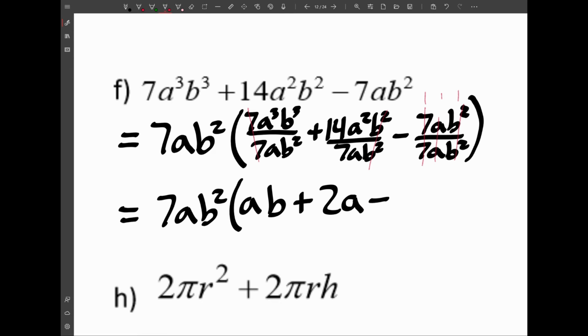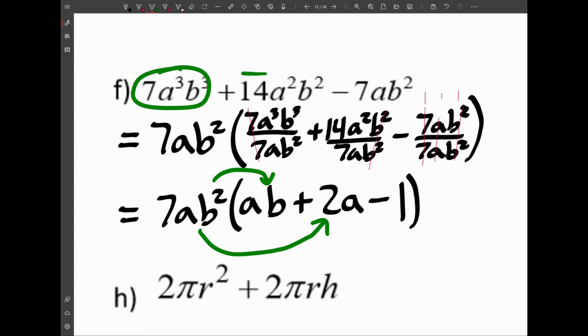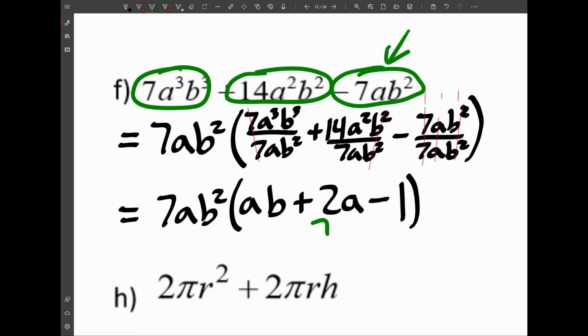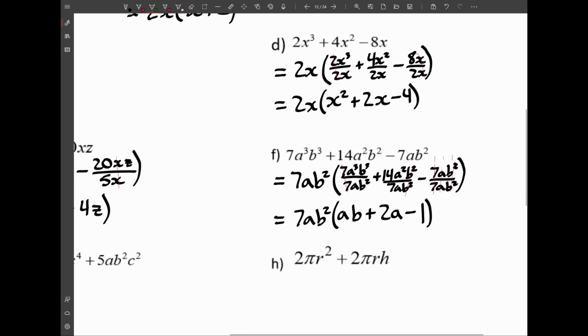When we cancel by division, the result is 1. 7ab squared divided by 7ab squared, any number divided by itself is always 1. That 1 is super important. Because think about it, 7ab squared times the ab gives me this term. 7ab squared times the 2a gives me this term. 7ab squared times the negative 1 gives me that term. If we didn't have the negative 1, this term wouldn't exist, and then the polynomials wouldn't be the same. And they have to still be the same. So we have to not forget about that 1.